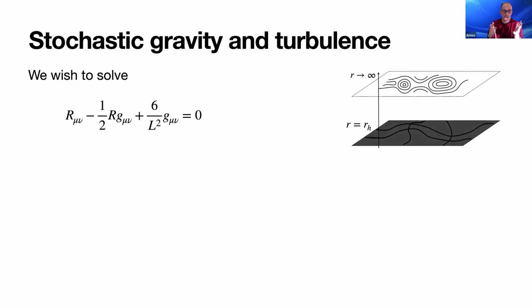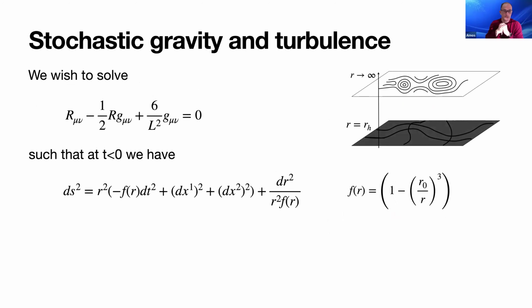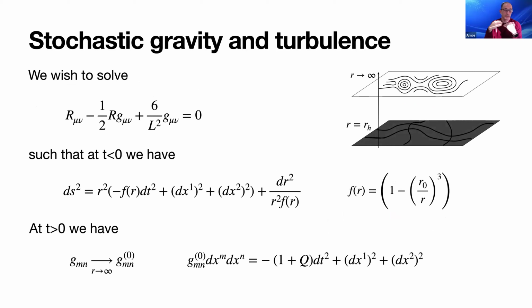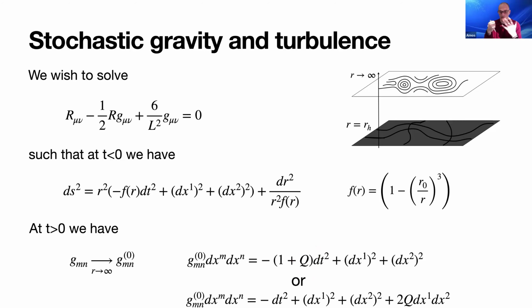So in practice, we have this Einstein equation. For early times, we say we just have a black hole that's not doing anything. And at late times, we want the value of the metric at infinity to take on some value which is fluctuating around flat space. So Q here is a random variable, and this metric is going to be fluctuating. We can use one where the fluctuations are in the shear part of the stress tensor. We tried both options.